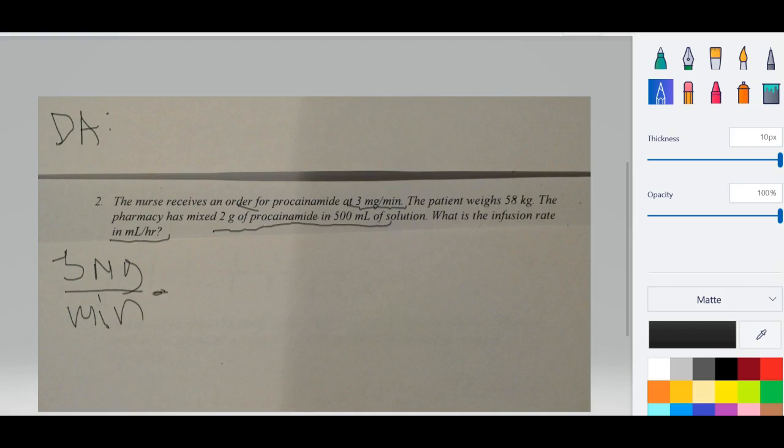So let's do that, okay? If we do a line right here to set that up, we know we can't put the milligrams up here. It has to be down here so we can cross-cancel those units, right? So let's put that down right away. So again, this is 2 grams or 2,000 milligrams. So up here, we have to put the 500 mLs because it's 2,000 milligrams of medicine in 500 mLs.